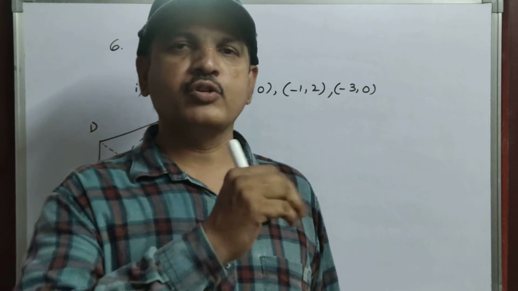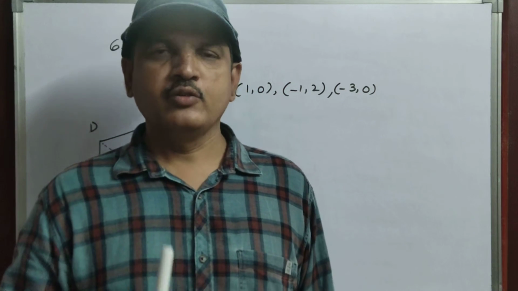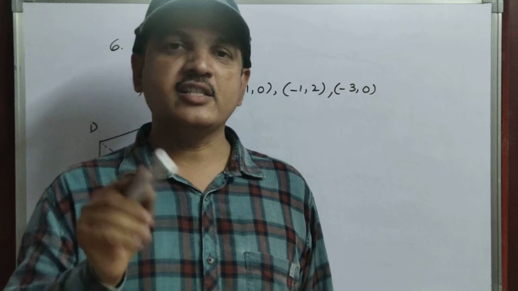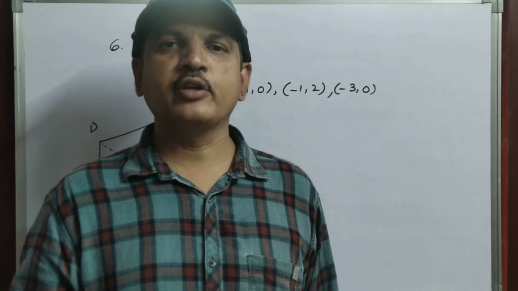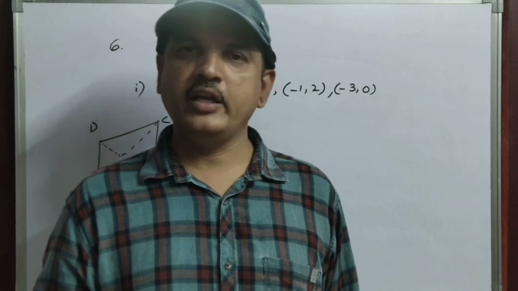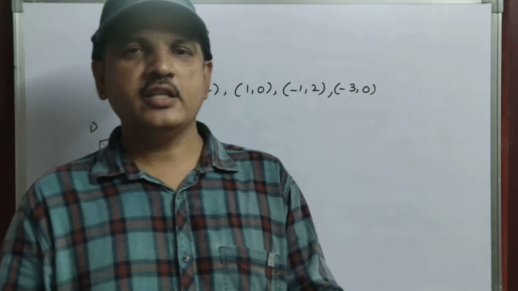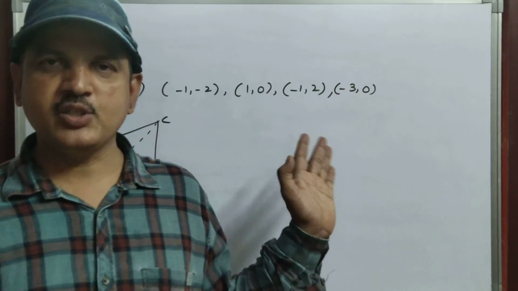If all four sides are equal and the diagonals are equal, it is a square. If all the sides are not equal, then simply write that it is not a quadrilateral. So like that you have to do this sum. In this sum, if you have any doubts, immediately message me, I will tell you.